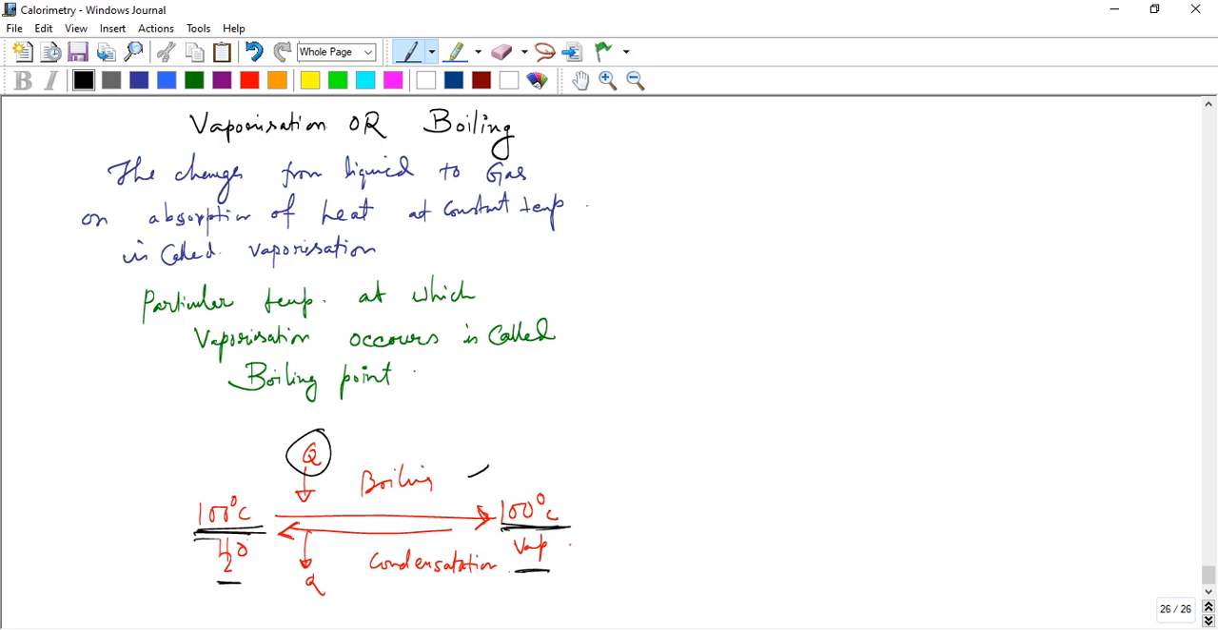The important factor is that sometimes heat is absorbed and sometimes heat is released. When heat is absorbed by the water, the water turns into vapor. This is called boiling. When we condense the vapor, heat is released from the vapor, and then the vapor turns into liquid at the same constant temperature of 100 degrees centigrade. This is called condensation. Now I draw the heating curve of water.